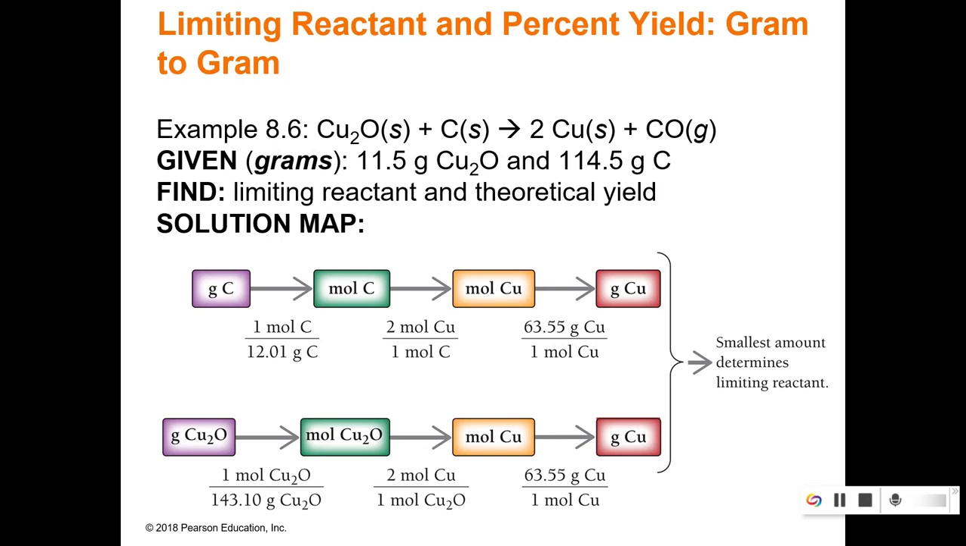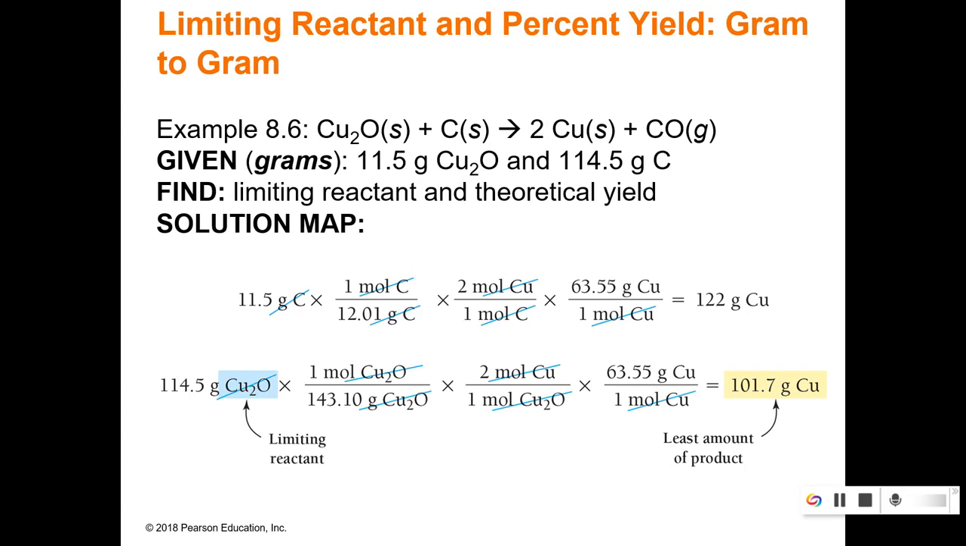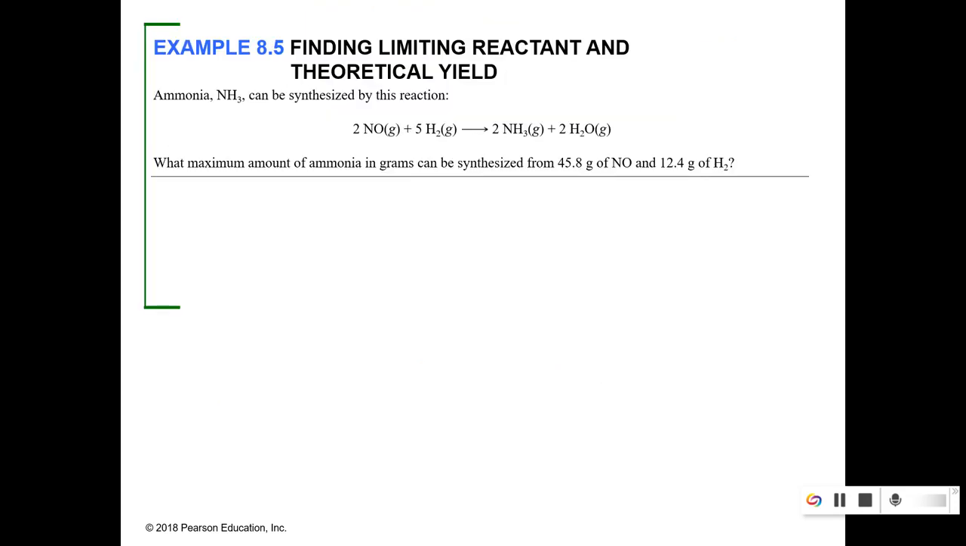Okay, so they're doing some more. Okay, let's do one for us. What's the maximum amount? Okay, so that is the theoretical yield. Sometimes they word them differently. That's okay. In grams, from 45.8 grams and 12.4 grams.